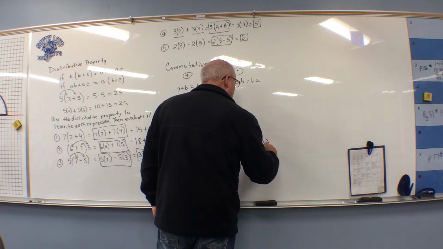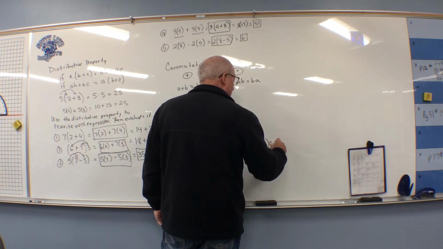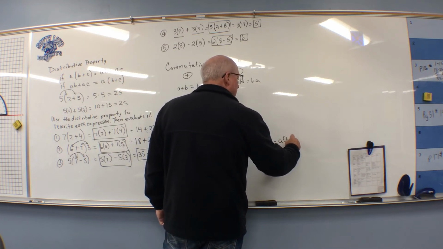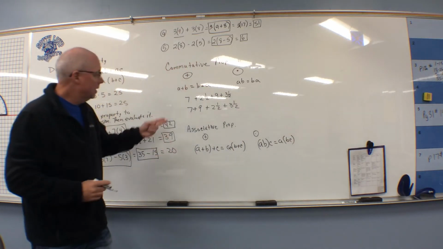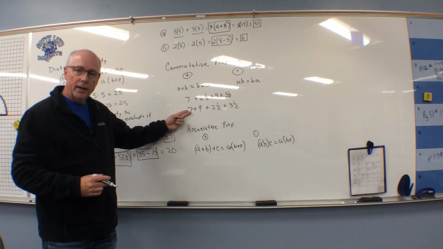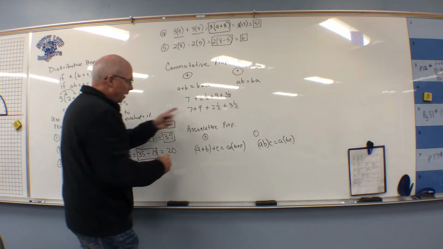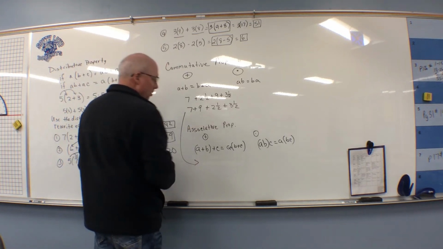Multiplication would be that I multiply A times B times C, or I can start with B times C. All right? Now, as you can see here, I'm at a spot here where I need to simplify. What the associative property is, I bring that and I use the associative property.